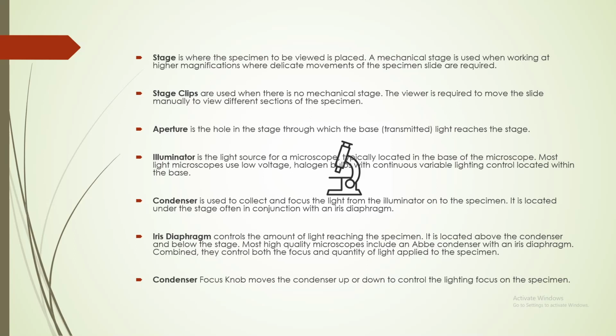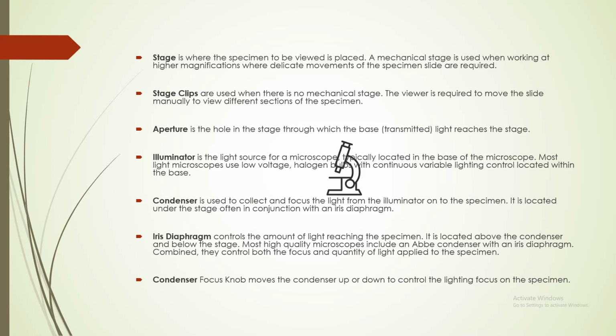Illuminator is the light source for a microscope, typically located in the base of the microscope. Most light microscopes use low voltage halogen bulbs with continuous variable lighting control located within the base. Condenser is used to collect and focus the light from the illuminator on the specimen. It is located under the stage, often in conjunction with an iris diaphragm.